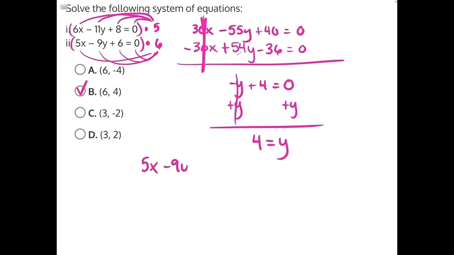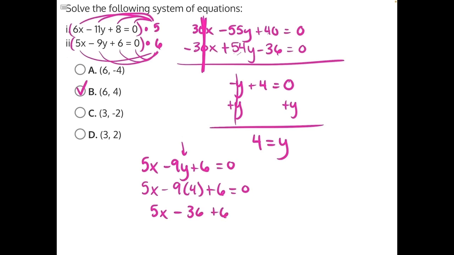5x minus 9y plus 6 equals 0. Then you plug in 4 for y. 5x minus 9 times 4 plus 6 equals 0. 5x minus 9 times 4 is 36 plus 6 equals 0. Then we can combine our like terms. Negative 36 plus 6 would give us a negative 30 equals 0.